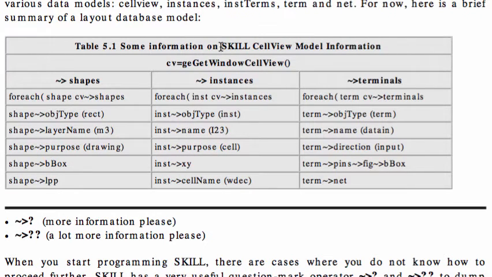This is a very basic cellview information, so you can extract the data from a layout. For example, if you want to get the shapes, then you use foreach shape cellview~>shapes. And the shape consists of object type, maybe rectangle or polygon, and the layer name, maybe metal 3, and layer purpose, maybe drawing or pin, and the shape bBox, meaning the rectangle size itself.